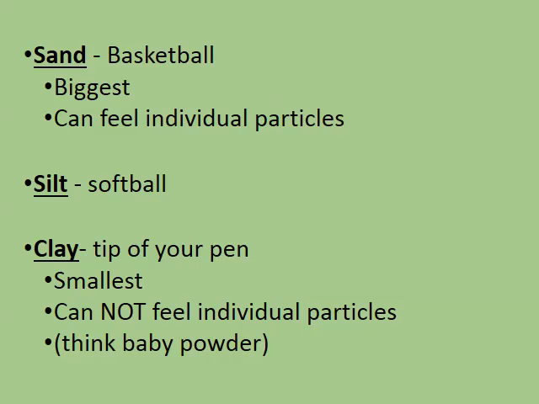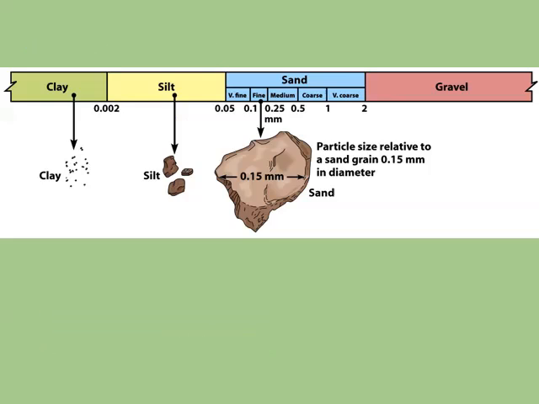So if your sand is your basketball, your silt is your softball, your clay is the tip of your pen or your pencil versus a basketball of sand. Clay is the tiniest. You cannot feel the individual particles. It feels like baby powder. Okay? If there's any grittiness in clay, it's clay particles that are clumped together, or there may be some other textures in it as well. Looking at it, if we were going to put them against each other, your clay, your silt, and your sand, you have very fine sand, medium, coarse, very coarse, and then gravel. We're just going to generalize here with clay, sand, and silt.